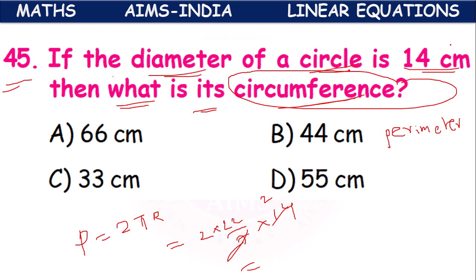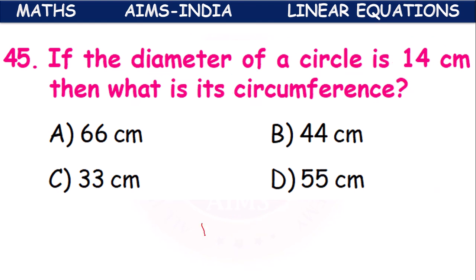Sorry, here they have given the diameter, d value 14 centimeter. Then the radius will be half of the diameter, d by 2, which is equal to 7 centimeter. So here it is not 14, children. So P equals 2 into pi, 22/7, into r. The r value is 7, so 7 gets cancelled. 2 into 22, 44 centimeter is the correct answer.